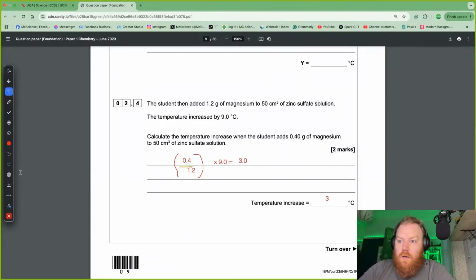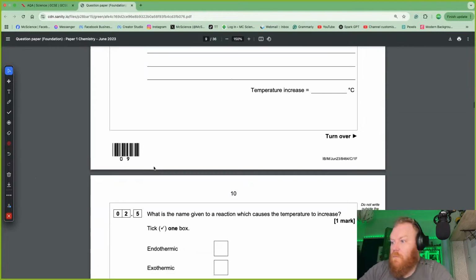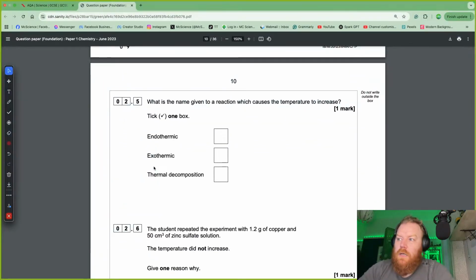So moving us on. Our next question. Command word: what is the name given to a reaction which causes the temperature to increase? So this is a typical question that they love to talk about. And normally this is the kind of information that you would look at near the end of the GCSE content, especially for Edexcel. AQA might teach this earlier in the year when we're looking at rates of reaction normally.